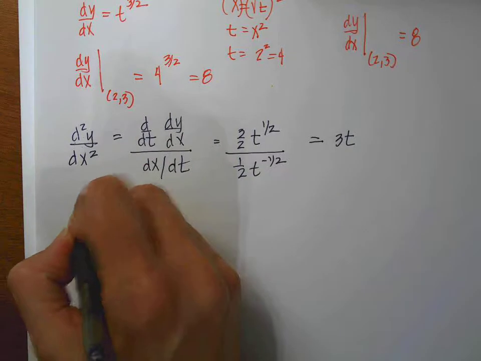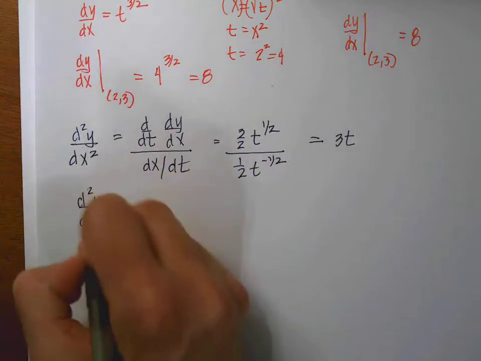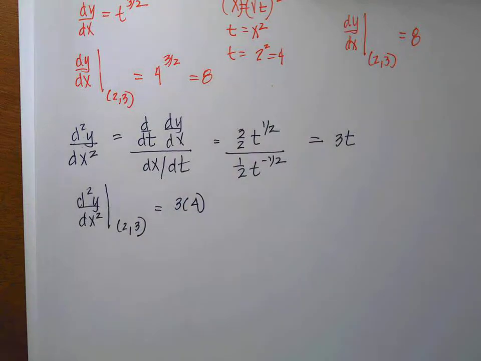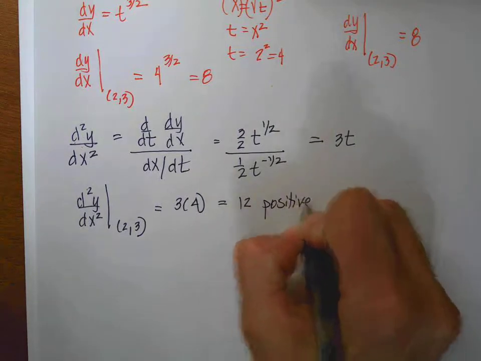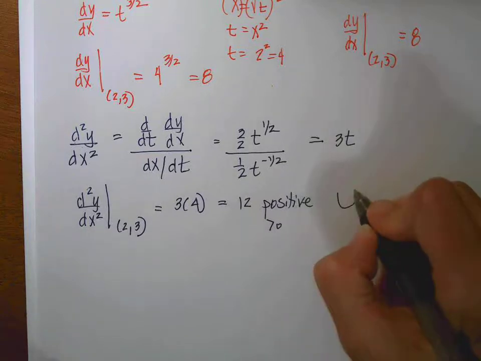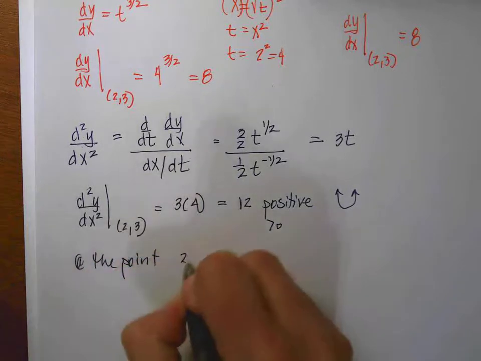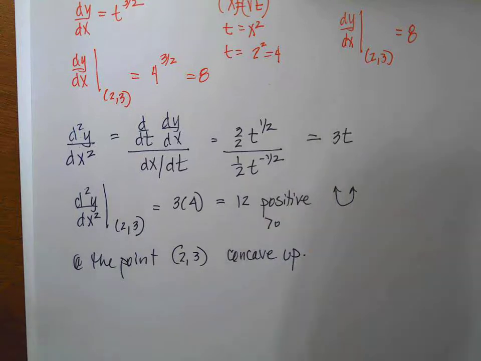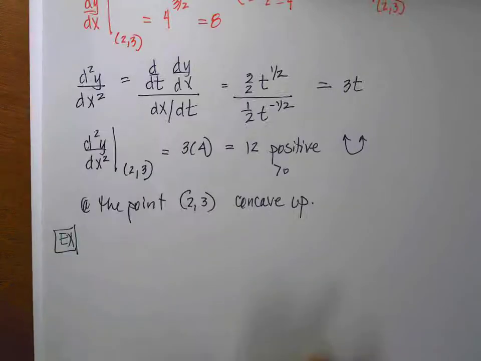So then the problem was to find, I guess it's our task, was to find the concavity at the point 2, 3. So my d2y over dx squared evaluated at the point 2, 3 is going to equal 3 times 4. Remember, the 4 is our t, and then that's going to give me 12, which is positive or greater than 0, which means that we have concave up. So at the point 2, 3, my system of equations is concave up. Alright, so that was actually a fairly simple example. Alright, let's do another example along these lines.